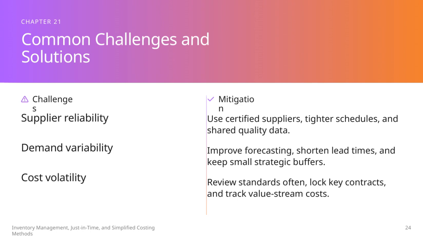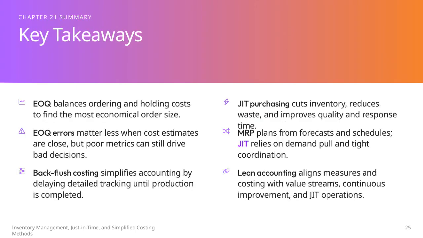Cost volatility is also a concern, and to manage this, we should regularly review our standards, lock in key contracts to stabilize prices, and closely track value stream costs. Additionally, adopting inventory management techniques like just-in-time and using simplified costing methods can help us stay agile and cost-efficient while managing these challenges. Here, we're summarizing some important concepts from inventory management and costing methods.